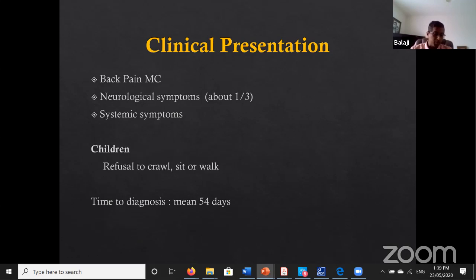How do these patients present? Most common feature is back pain. But because we know back pain is present otherwise in quite a lot of people, it gets sort of neglected. And that is one of the reasons why the time to diagnosis is quite long. The other way they can present, in one third of patients, is with neurological symptoms. Only a very small proportion have systemic symptoms.